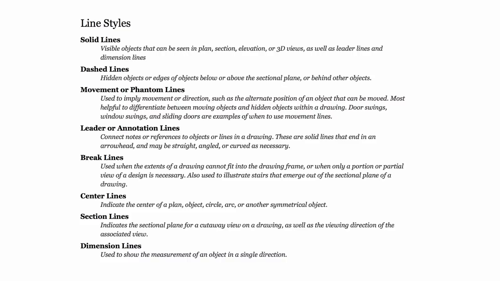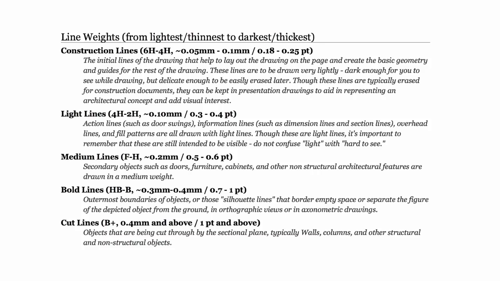Break lines are those squiggly lines, and I'll show you an example of these in a little bit. Those are those squiggly lines that say, this object is really big and I can't show it all, so I'm going to break it here and cut it off. Maybe on a set of stairs, for example, you want to show what's underneath the stairs, you draw that little break line. Center lines, this is something that's centered, obviously, in the middle of a circle, etc. A section line is something that's showing that we're cutting through something. We're cutting through the building in a certain way. And dimension lines are a lot like the annotation lines.